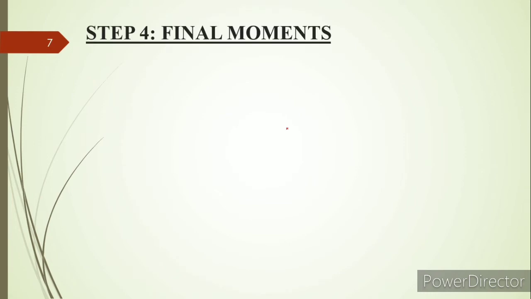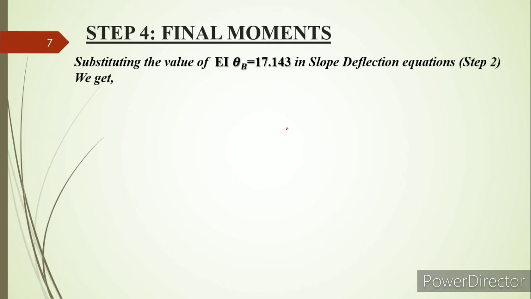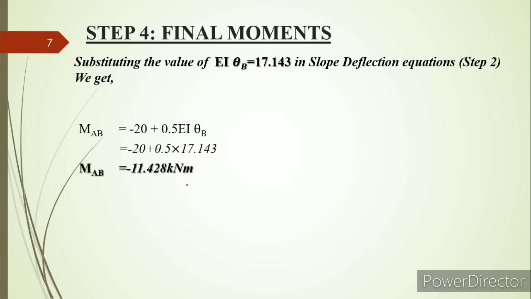Then the final step, calculation of the final moments. In step 2 there is only one unknown, EI theta B. By finding the value of EI theta B, we substitute it in step 2, that is the slope deflection equations. Then we get the final moments. By substituting the value of EI theta B as 17.143, we get MAB is equal to minus 20 plus 0.5 EI theta B. Here EI theta B is the only unknown. By substituting 17.143, we get MAB is equal to minus 11.428 kilonewton meter.